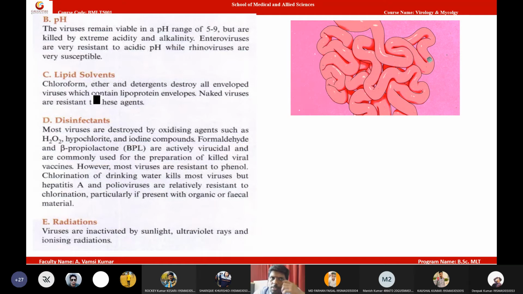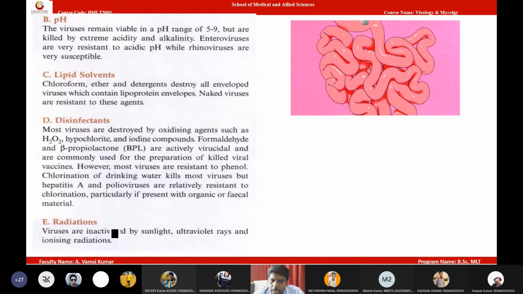Then virus can also be killed by lipid solvents. Alcohol-based solvents can be used for killing viruses. Then viruses can also be killed by using various types of disinfectants. You can use hydrochloric acid, hypochlorite, iodine, or even beta-propiolactone for killing the viruses.